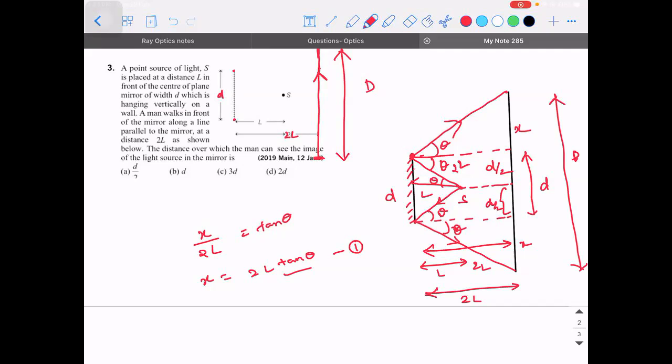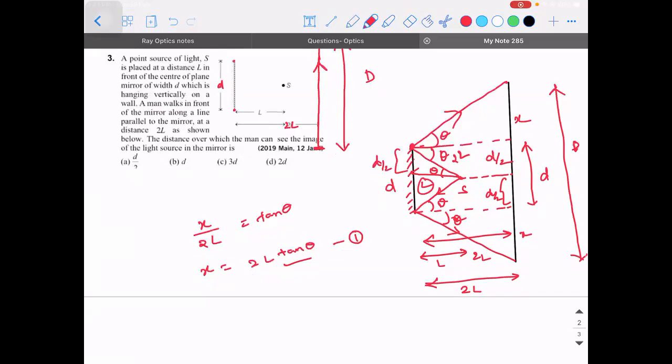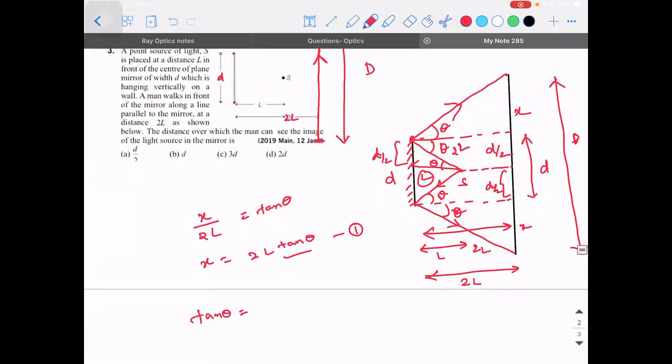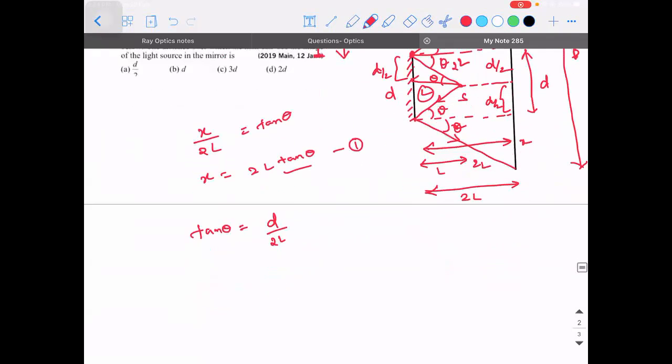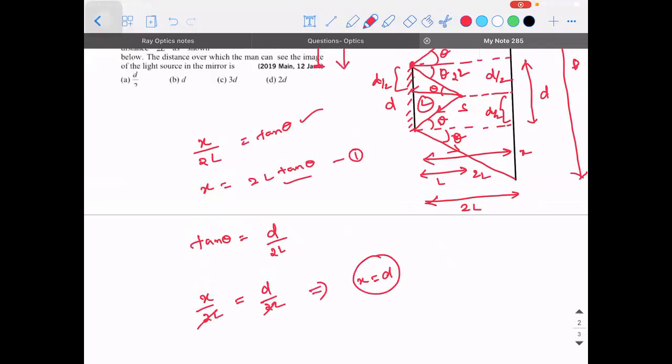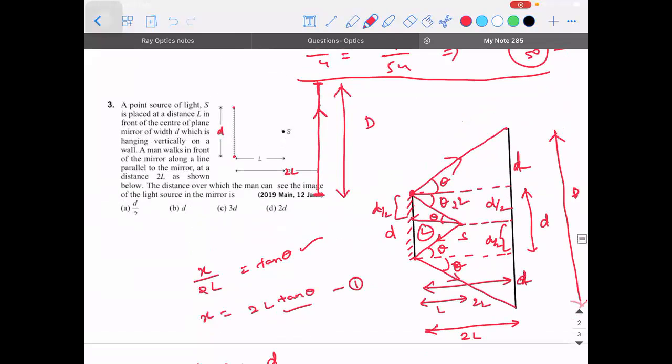We got it actually. See, this is theta, and this is d by 2, this is d by 2L. So tan theta is equal to d by 2L. Here tan theta is x by 2L. So x by 2L is equal to d by 2L, so 2L will get cancelled. X will be equal to d. So this is d and this is d, so d plus d plus d is 3d. 3d. Do you understand?